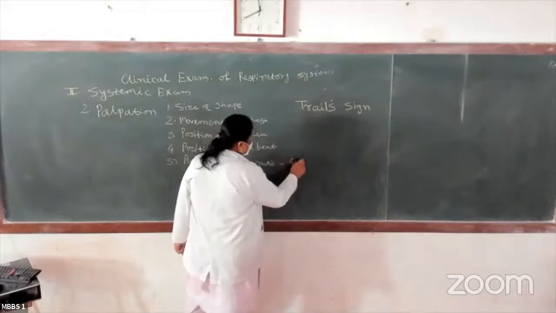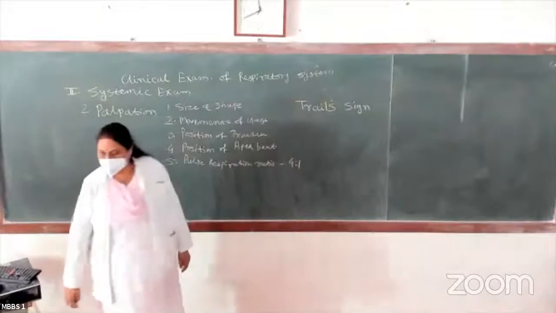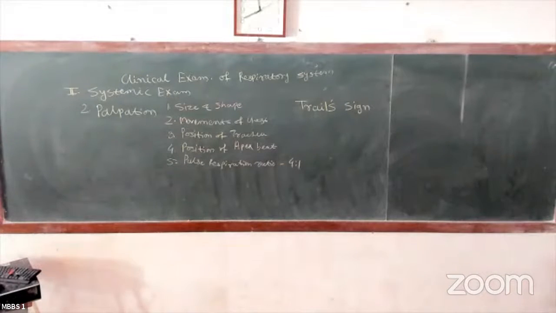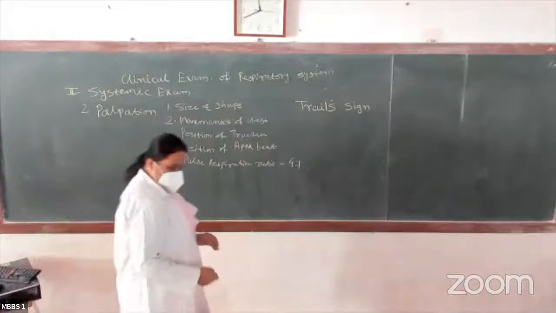Normally it is 4 to 1. Normally, how much is it? 4 to 1. Normal pulse rate 72, respiratory rate 18. So it is 4 to 1. Pulse respiration ratio.